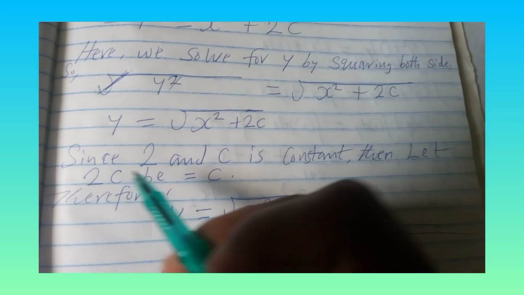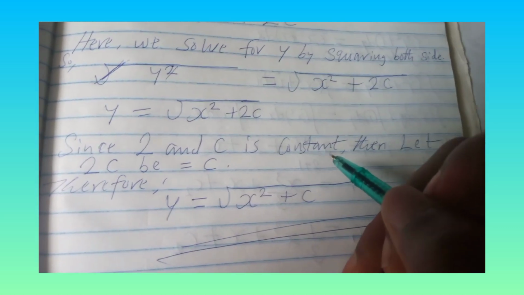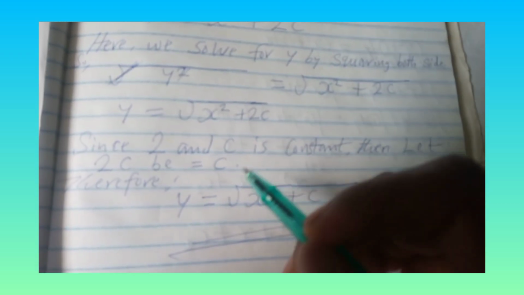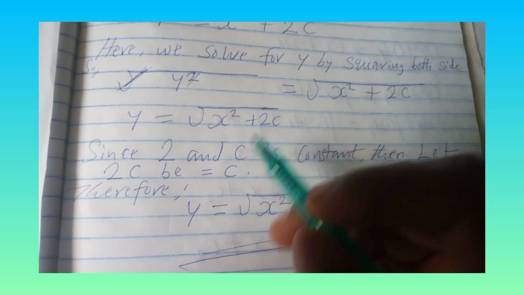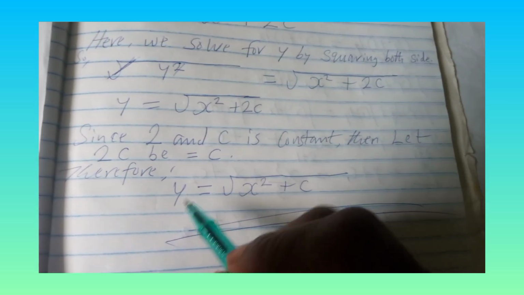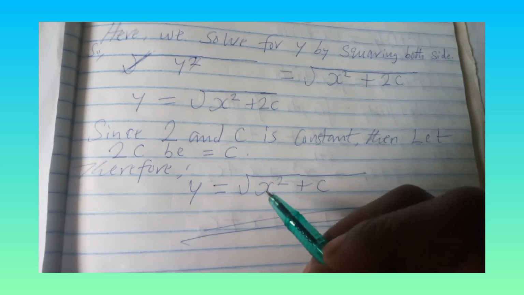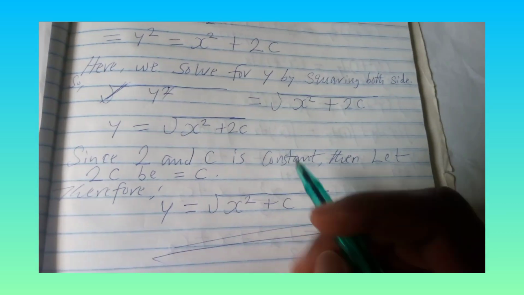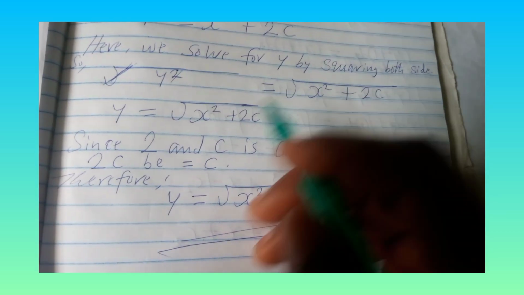And we know that since 2 and c is a constant in differentiation or in calculus, we make this 2c become this capital C, for proper understanding. So our y now becomes the square root of s square plus c, and this is our final answer. So take note of the solving. Thank you very much. Now let's look at the second example.